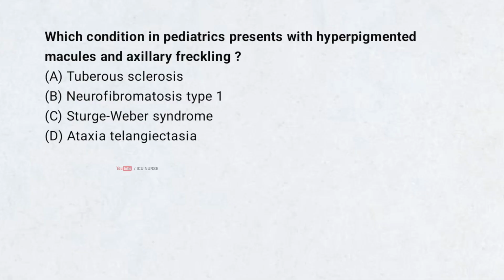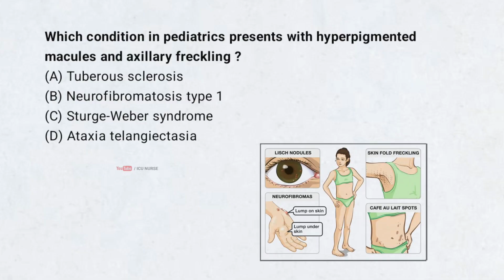Which condition in pediatrics presents with hyperpigmented macules and axillary freckling? A. Tuberous sclerosis, B. Neurofibromatosis type 1, C. Sturge-Weber syndrome, D. Ataxia telangiectasia. Correct answer B. Neurofibromatosis type 1.